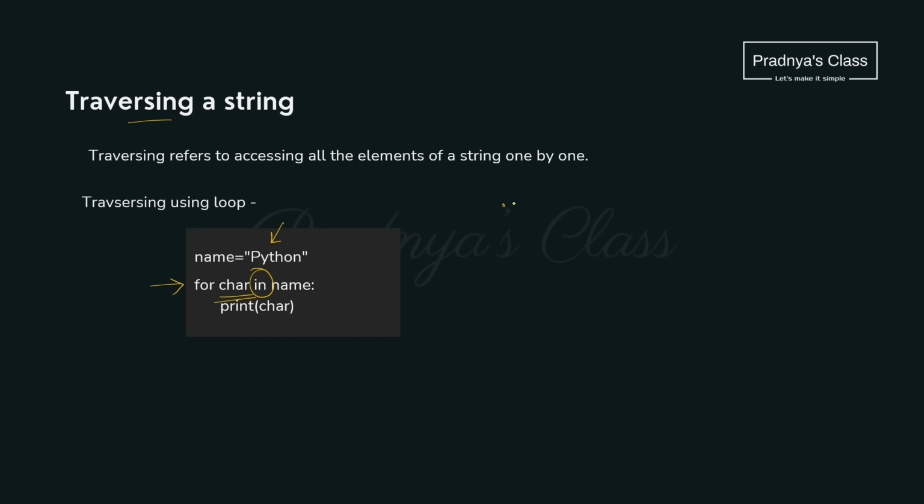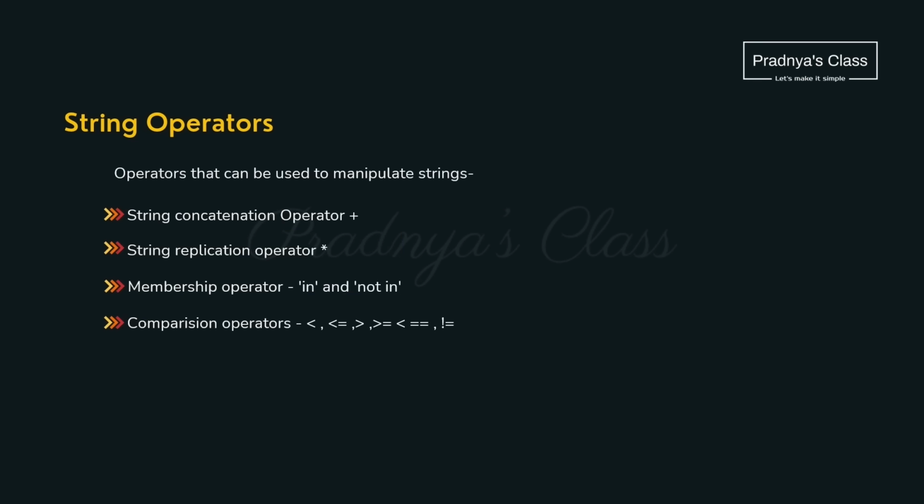So this is how we iterate over the string. Here is the list of the operators that we can apply on string. Plus is used for concatenation of the string. When you are concatenating, both the operands should be of string data type. Multiplication operator is used for repeating the string for the mentioned number of times.